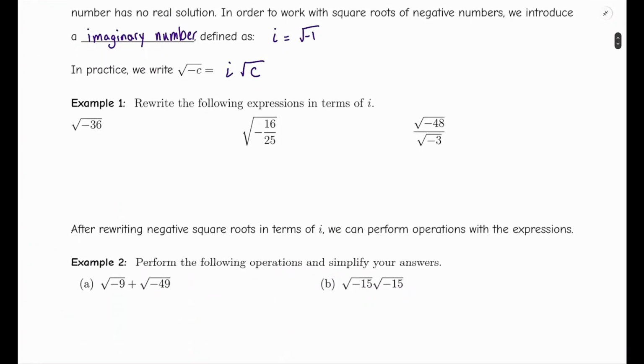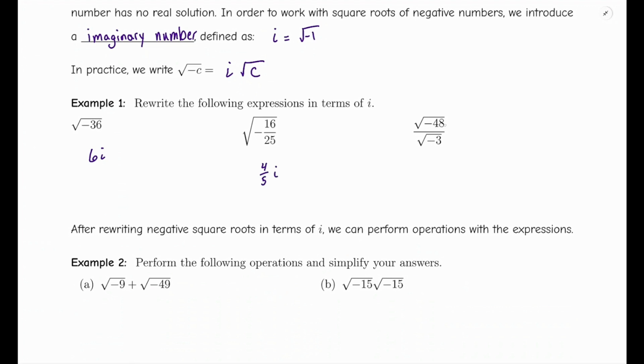Example 1, rewrite the following expressions in terms of i. So the square root of 36 is normally 6, so the square root of negative 36 is 6i. The square root of negative 16/25 will be 4/5 i.